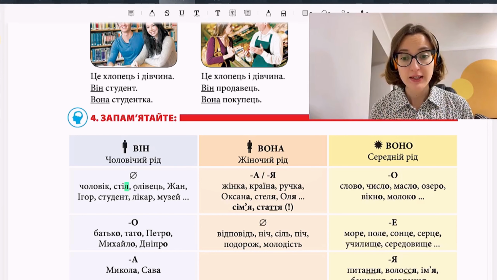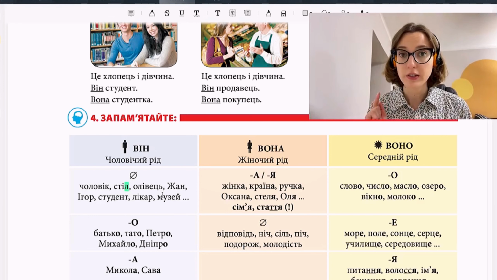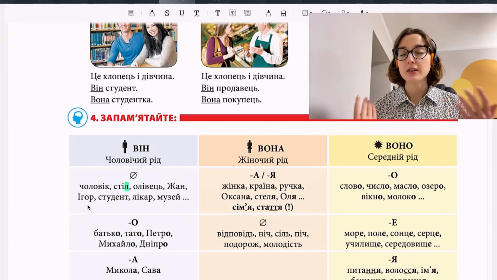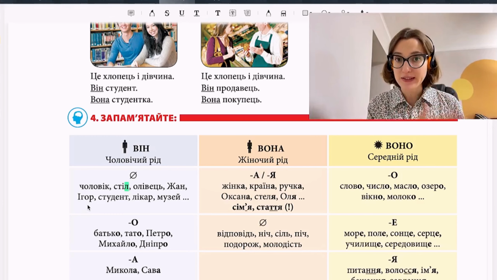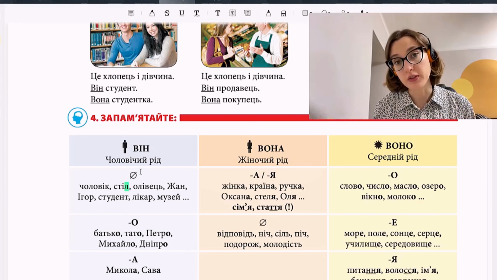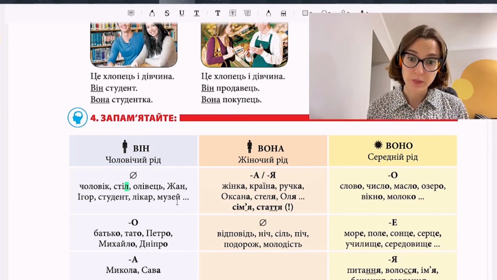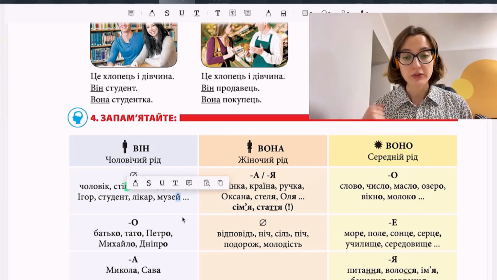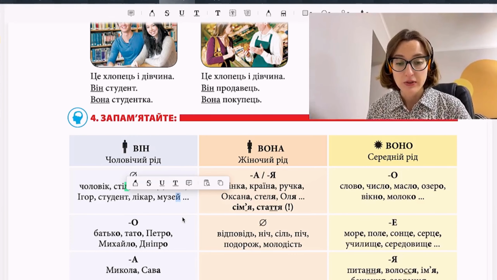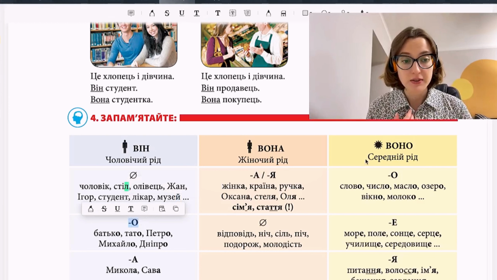Олівець, a pencil, it has a soft sign at the end, but this word is also a masculine gender. Жан, Ігор, names of people. If this person is a man, then it's masculine gender, right? So, Ігор – це чоловік, тому це чоловічий рід. Студент – a student, лікар – a doctor, музей – museum, with й at the end. It's also masculine. Okay.